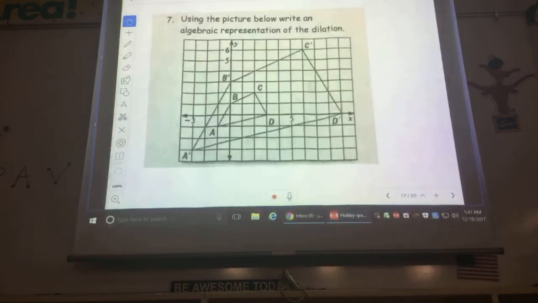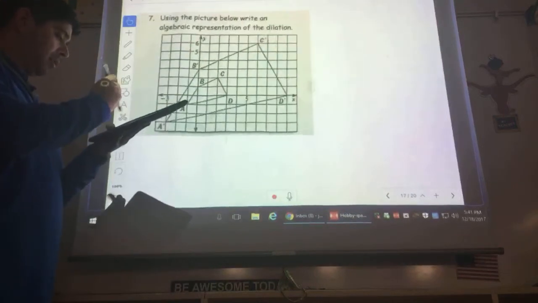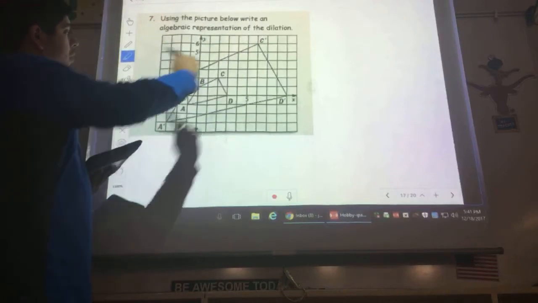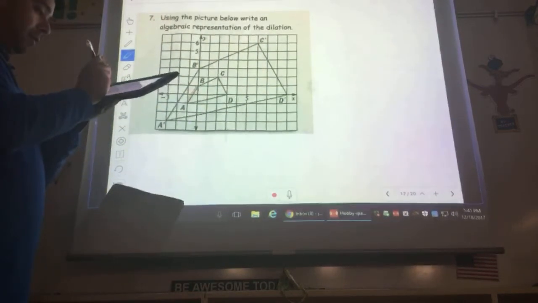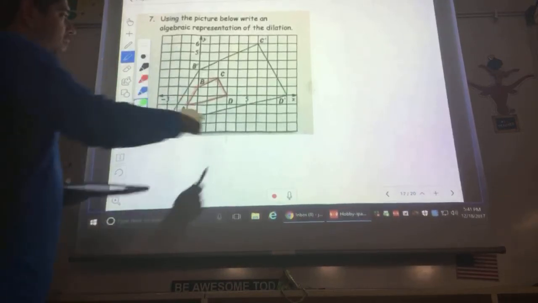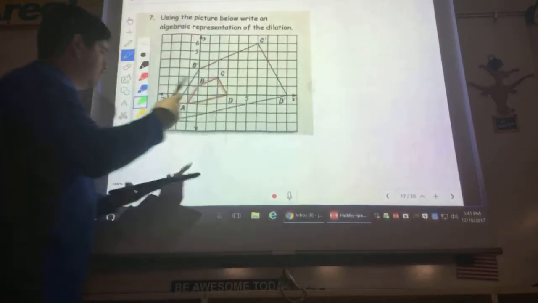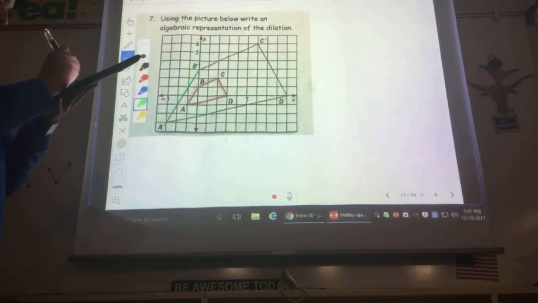Number 7. Using the picture below, write an algebraic representation of the dilation. So I'm going to highlight what's my new and what's my old. This right here is my old, and I know that because it doesn't have the marks on it. And this right here, the bigger image, is my new.